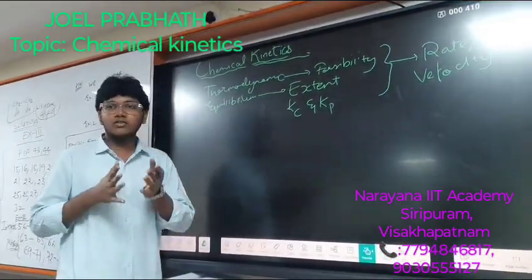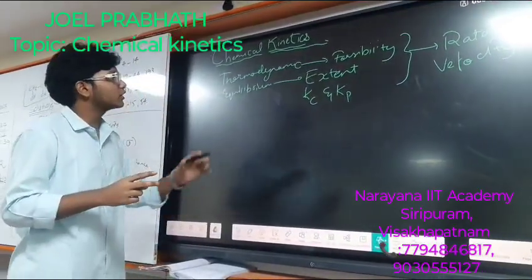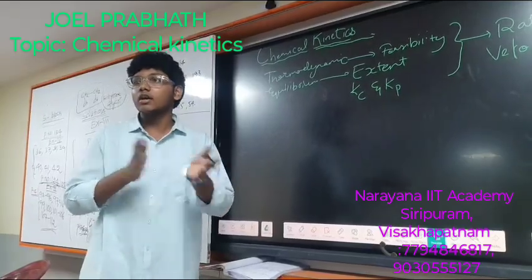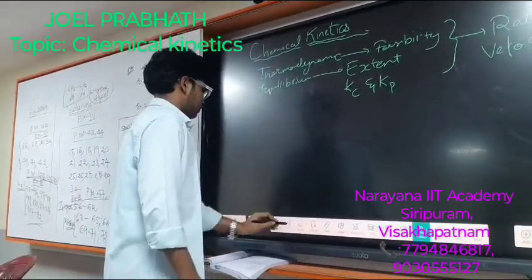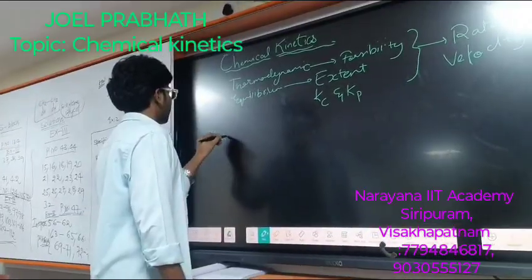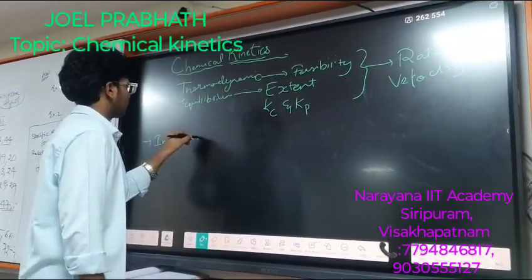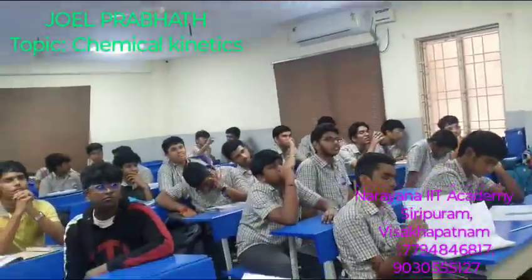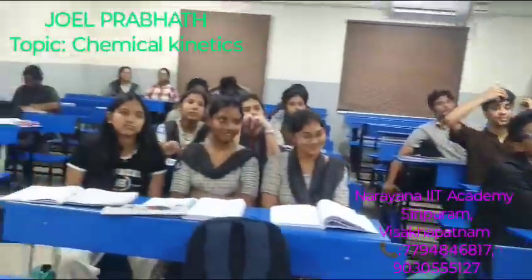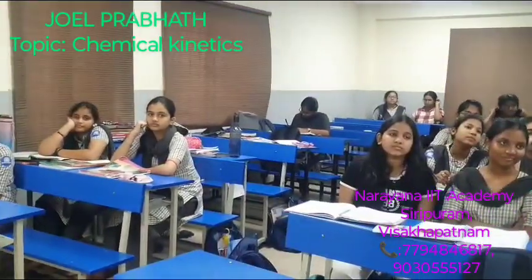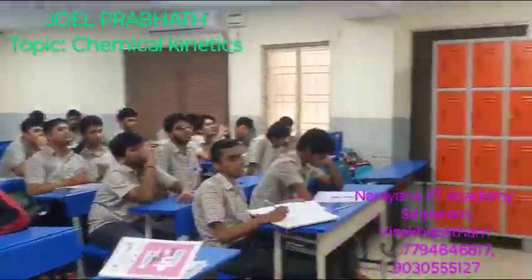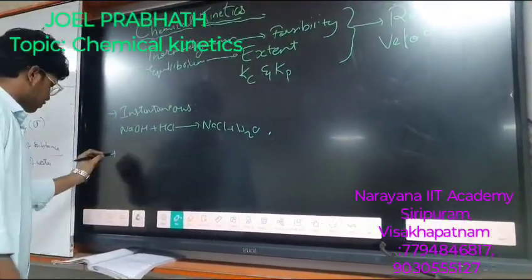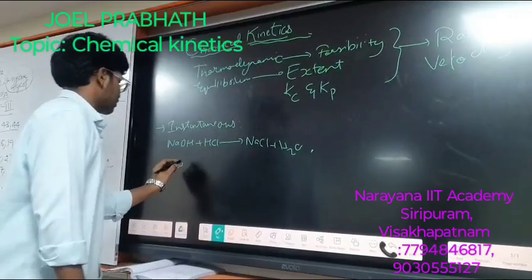Just as chemical kinetics talks about the rate of reaction, there are two types of reaction depending upon how fast or how slow a reactant turns into a product. The first is instantaneous or fast reactions. For example, ionic reactions, for example, NaOH plus HCl gives rise to NaCl plus H2O, in which there is only an exchange of ions taking place. Now, there is another type of reaction, which is a slow or time-taking process.